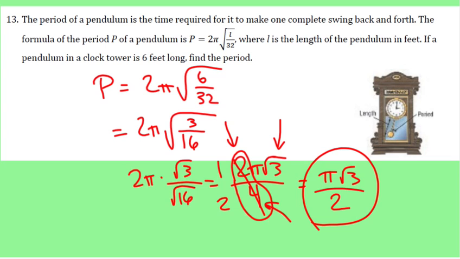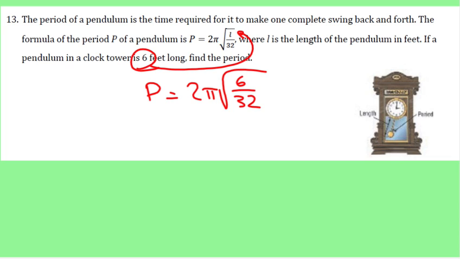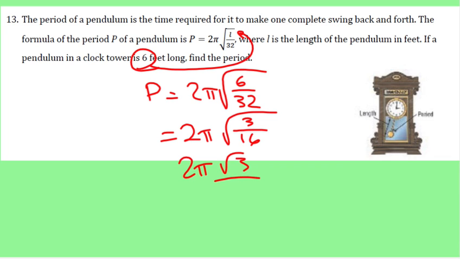All right. So let me erase this quick. All you're doing is putting in 6 for L here and simplifying it. So 2 pi square root of 6 over 32. Well, 6 over 32 I'm going to simplify first. So divide both the top and bottom by 2. Then I'm going to split this part. So square root of 3 over square root of 16. Square root of 16 is nothing but 4. So I've got 2 pi square root of 3 over 4.